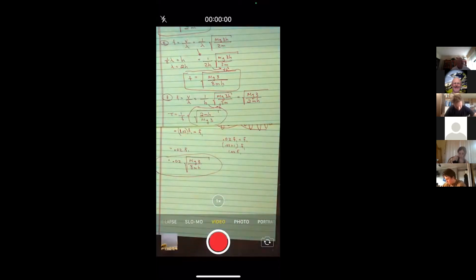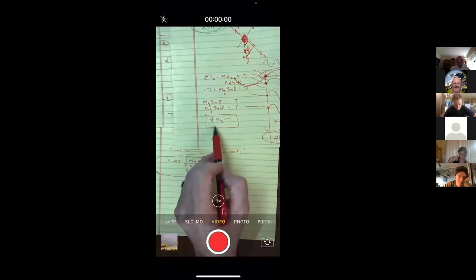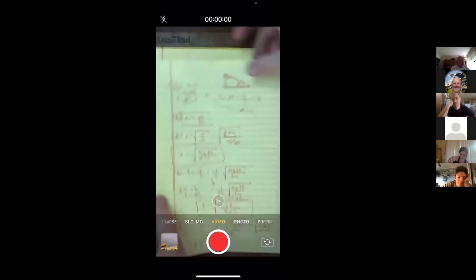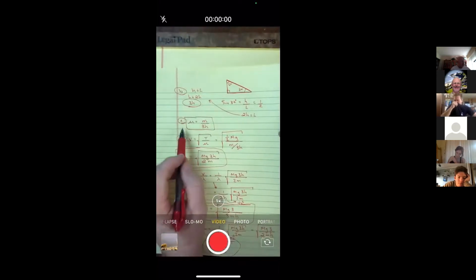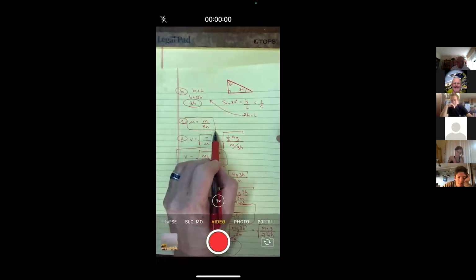Finally done. And this was a heck of a long one here. So let me turn to the answers here, scroll down to 58, and let's see how I did. For A, I got 1/2 of mg for the tension, good. For B, I got a total length of 3h, that matches. For C, I got a mass density of little m over 3h, good, that matches.